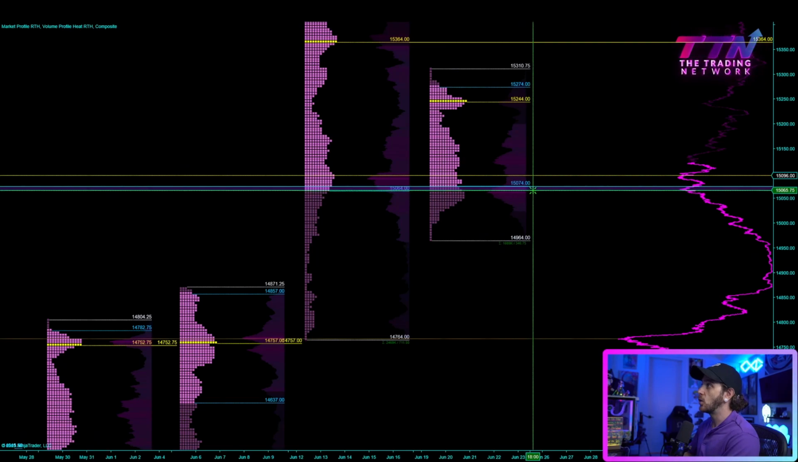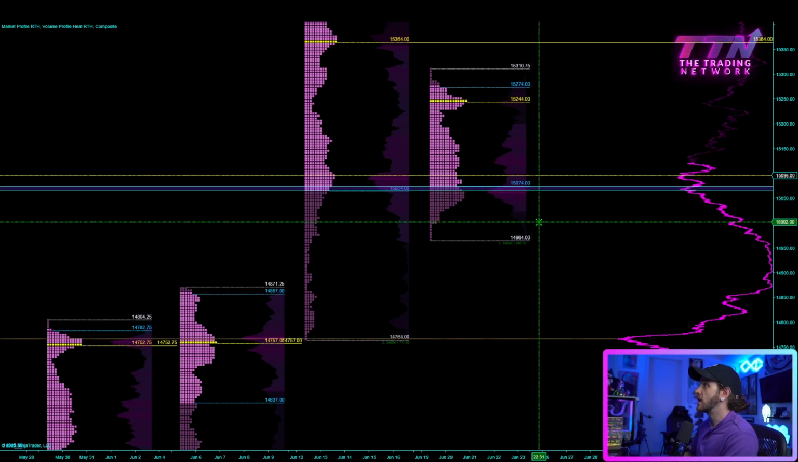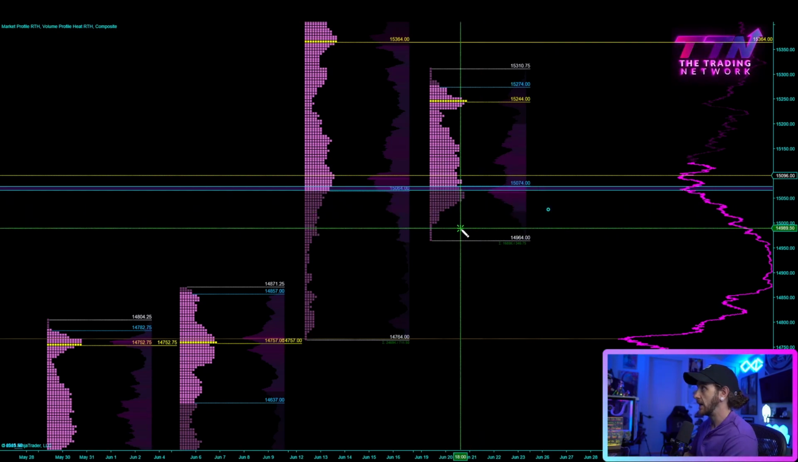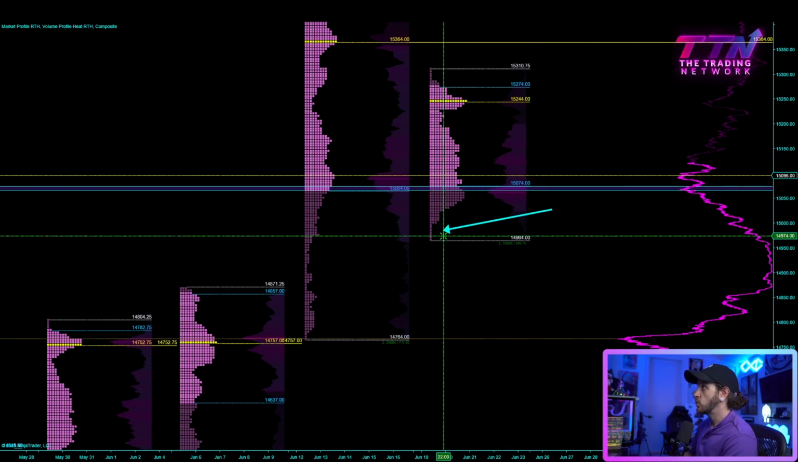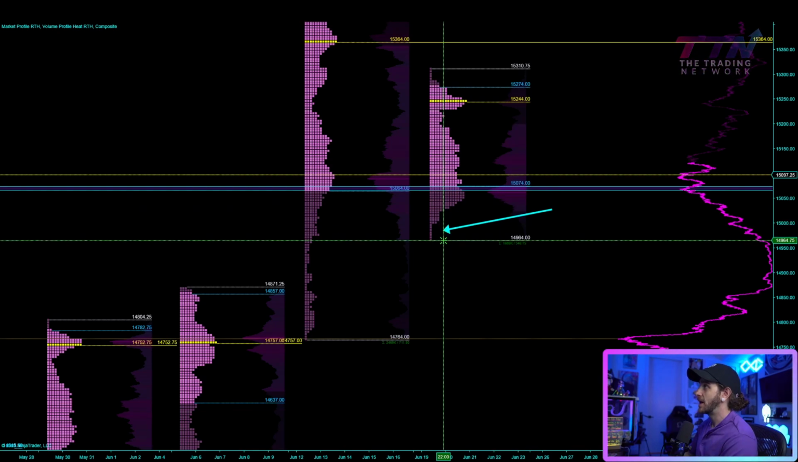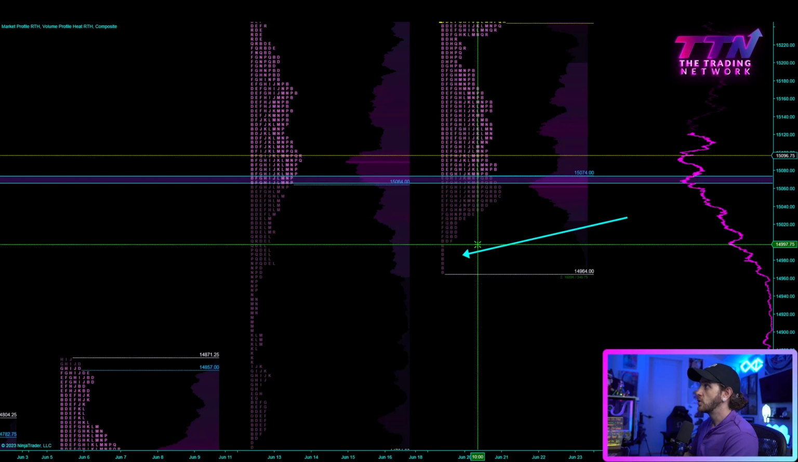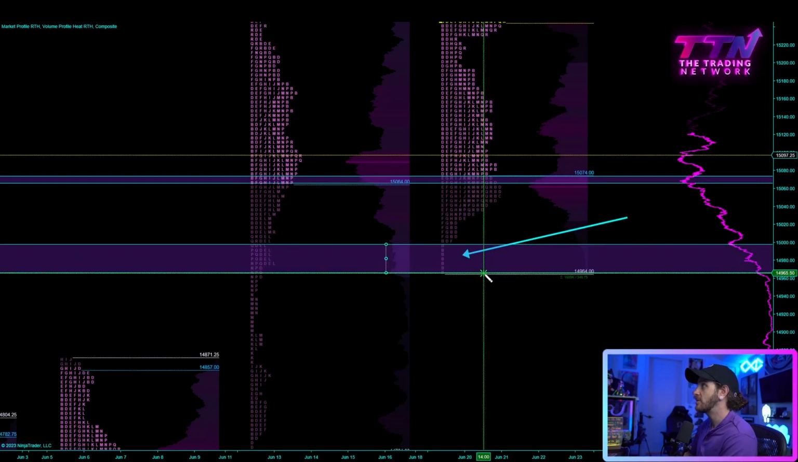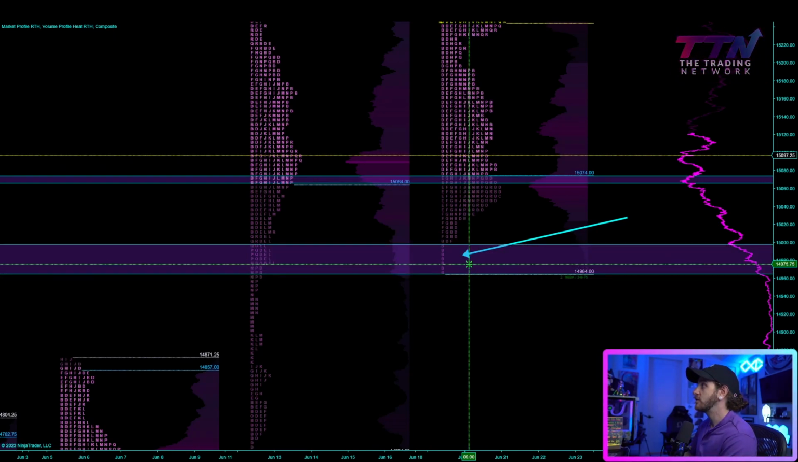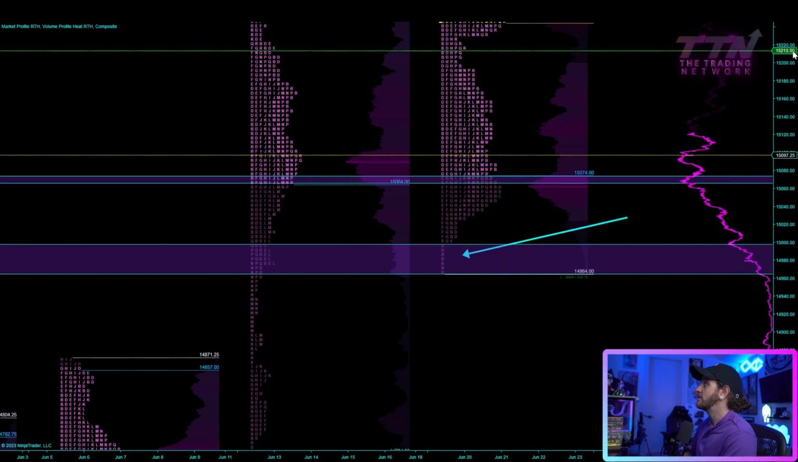If we cannot hold 15,060, call it, as support, we are very likely, in my opinion, going back down to fill in this weak structure down here at the bottom of last week's profile. You can see that we have single prints down here on the weekly, which means that price did not spend very much time at all between 14,964 and 15,000.